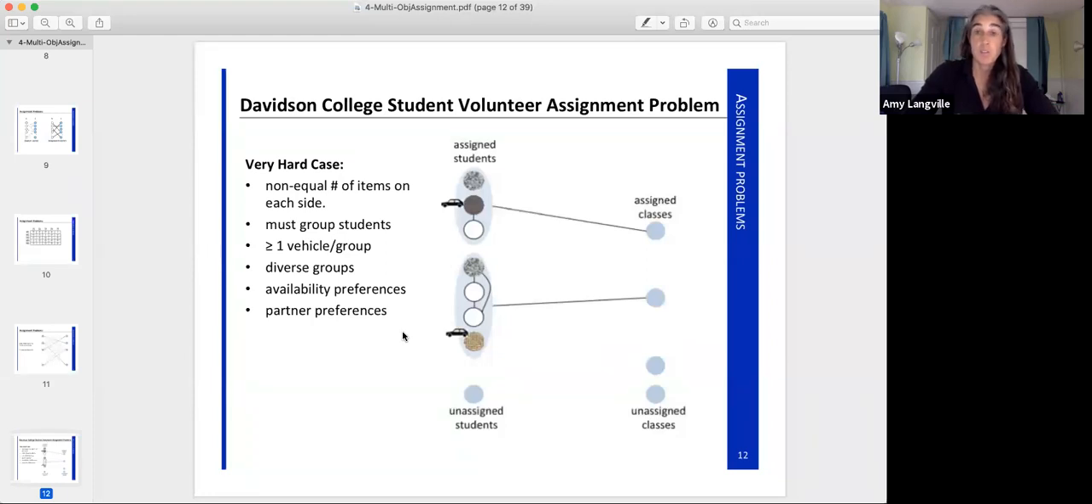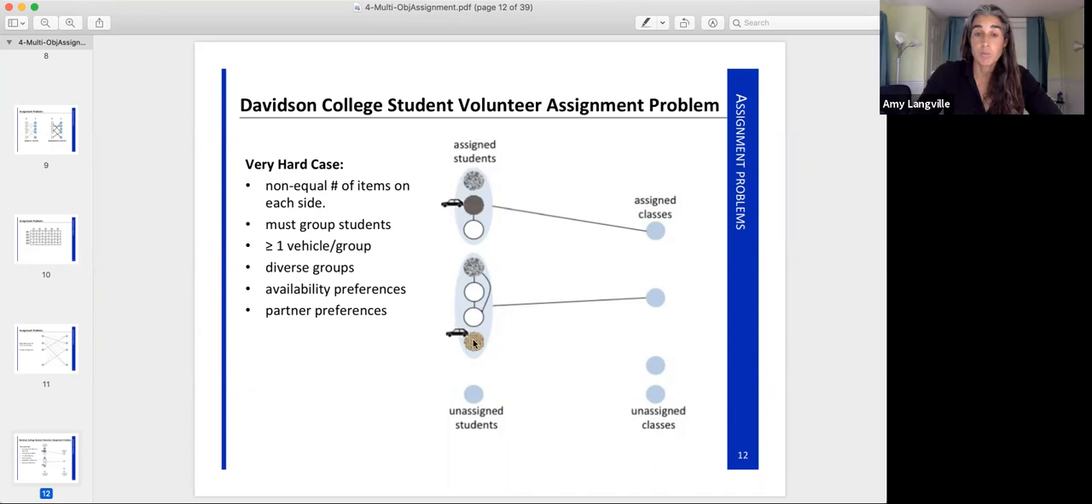So she solved this specialized assignment problem, which is a very hard case. What they had was students needed to be grouped, and every group needed to have a student that had a car or could drive, borrow a car, drive one. This is before Uber. And yeah, so again, every group had to have more than one vehicle.